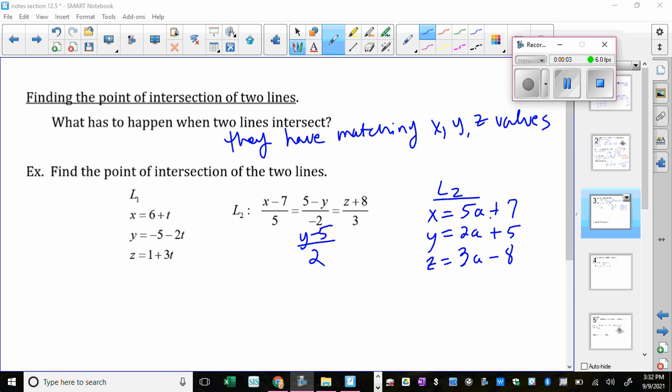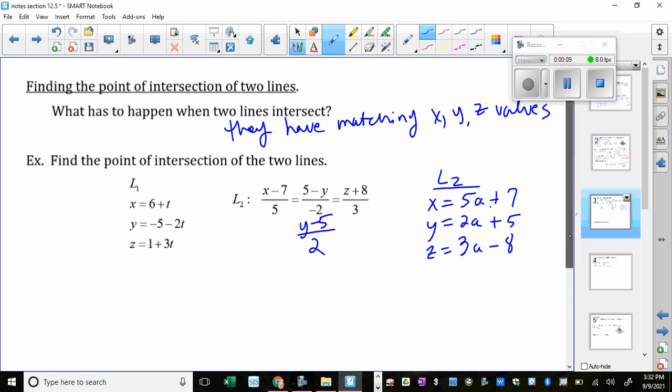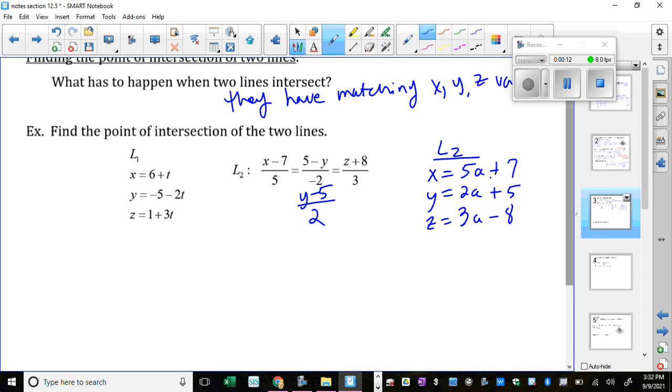Okay, so let's finish up where we left off here. We're trying to prove or see if these two lines intersect. When things intersect, that means their x's, their y's, their z's have to match up. So this x value has to match this x value. That means we have 6 plus t has to equal 5a plus 7.